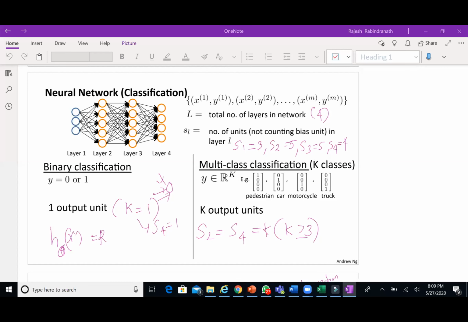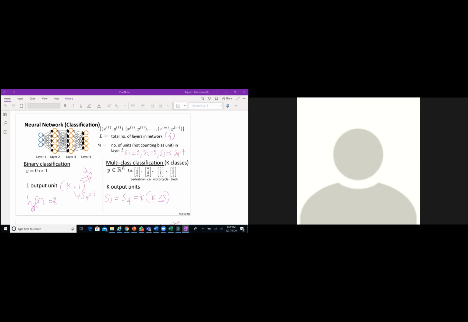So if it is a binary classification model, what would be the value of y? Y would be a real number, and it can take the value either 0 or 1. The classic example of this binary classification is a tumor, whether it is malignant or not. So y is not a vector, y is not a matrix, y is a scalar, and the value of y can be either 0 or 1. That is what it is.